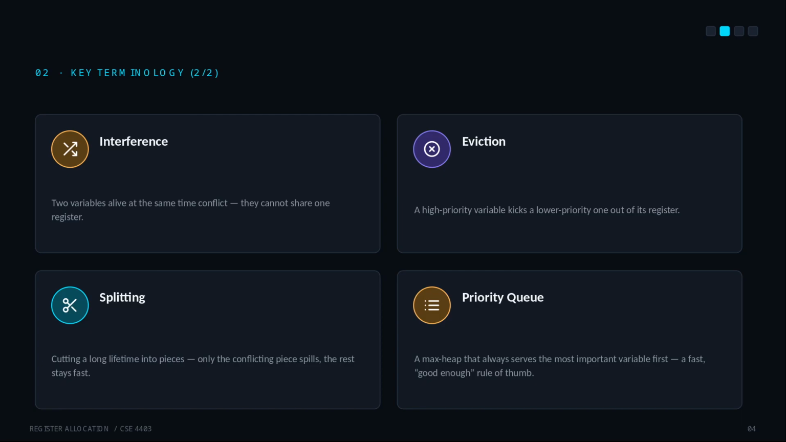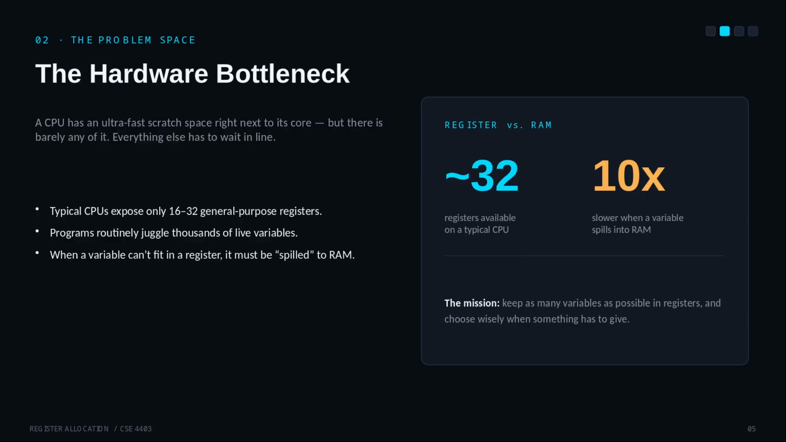Priority queues, a max heap that always serves the most important variable first. The hardware bottleneck: CPUs only have a limited number of registers, 16 or 32. Microarchitecture may provide 96 or more, but the real code only uses architectural registers provided by the ISA. Thus, the ISA has to send the values to temporary memory or stack when, at the time of a program, there are more variables than there are registers.